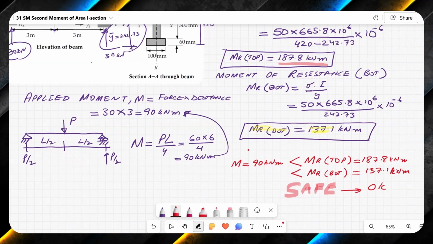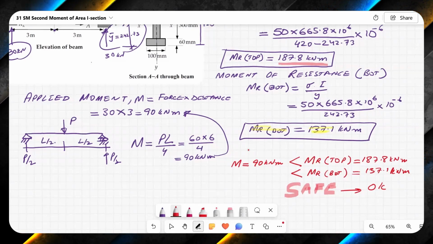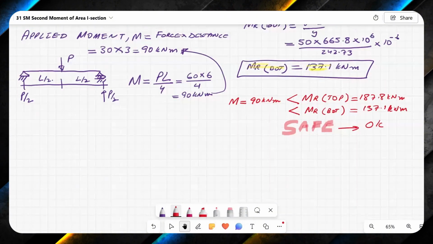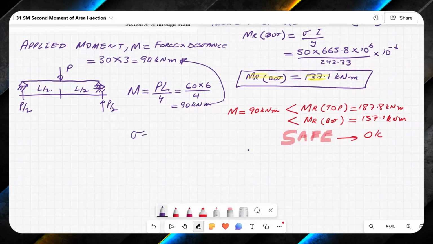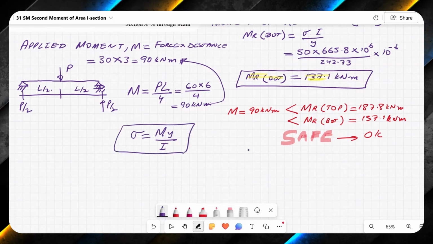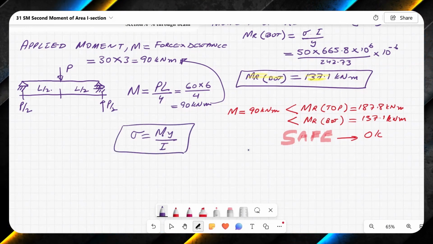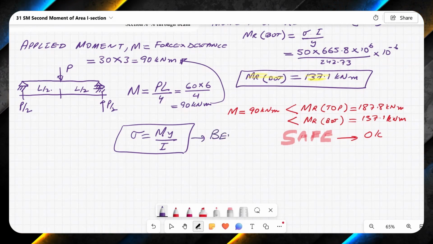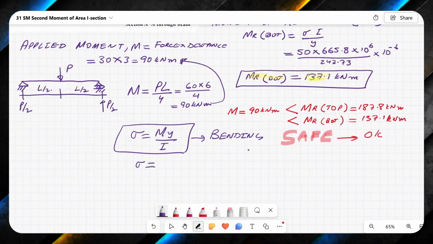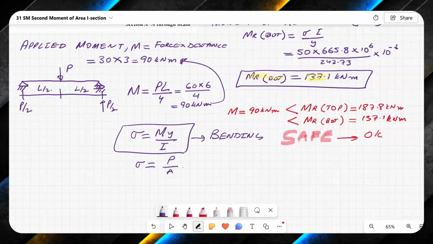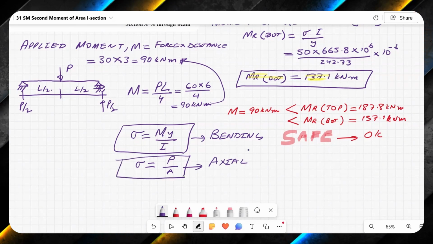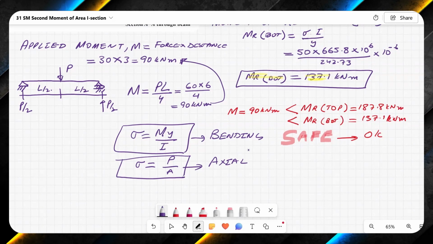In this way, we were able to find out moment of resistance with the help of one basic formula that you need to remember, and that basic formula is this one: stress is equal to My over I. The way I remember it, that M y means me and I means me as well. So whenever some bending is happening, then you use this formula. If there is axial compression or tension, then you use stress is equal to P over A, or force over area. This is for axial forces. So these two formulas are the backbone of all engineering design.